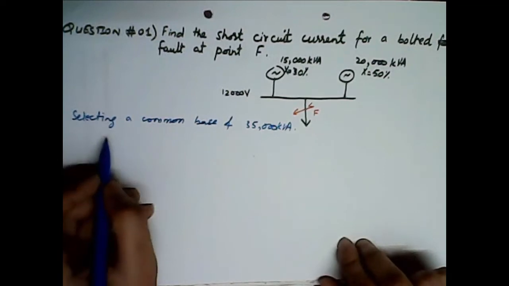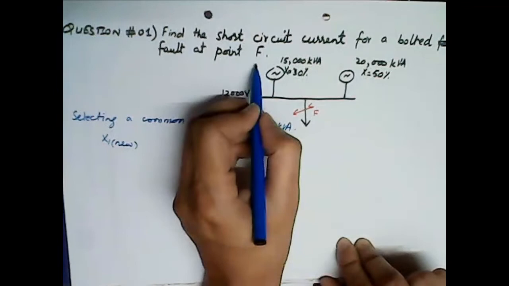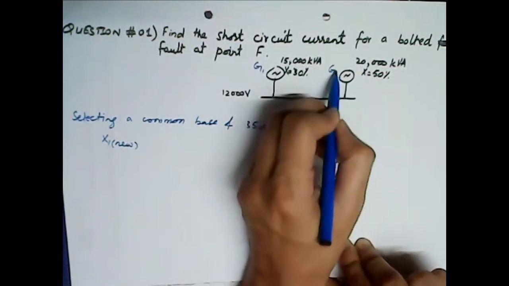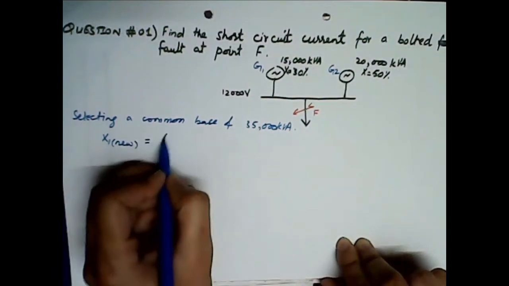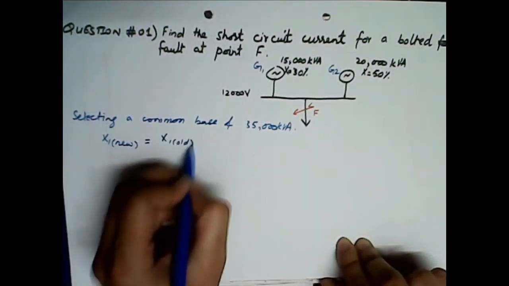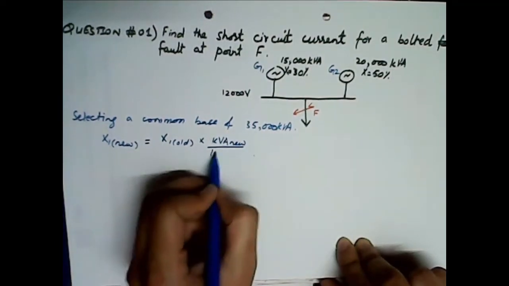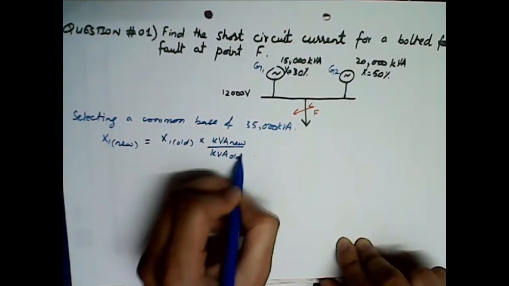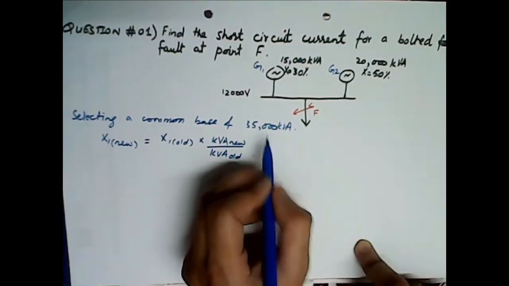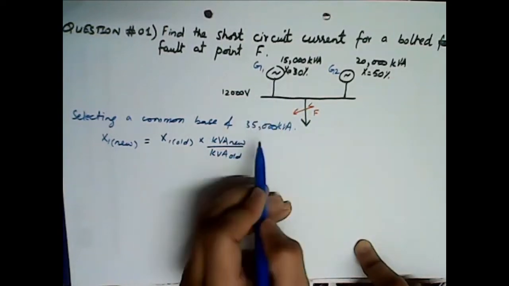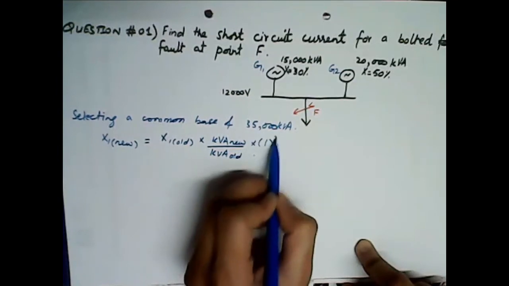So now X1 new, taking this generator as G1 and this one as G2, will be equal to X1 old times kVA new divided by kVA old, and then we have a factor of voltage also, but since the base voltage for both these generators is the same, this factor will become 1, so I am not considering it, just write it as 1 squared.